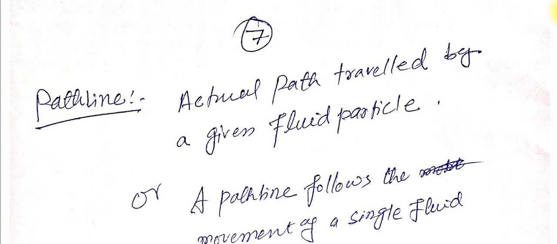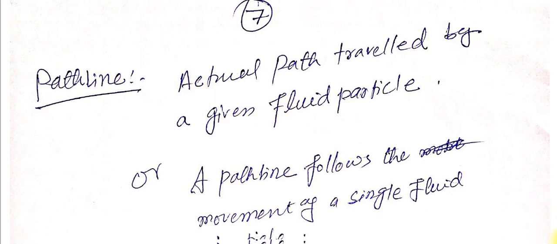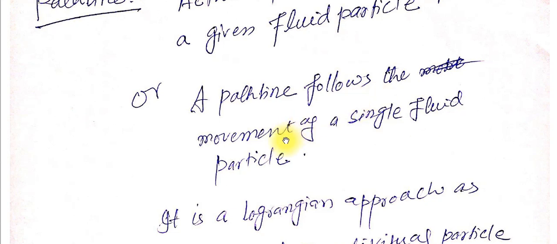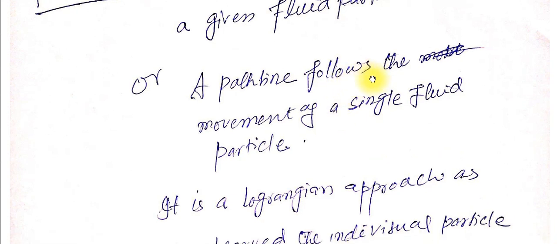Now the path line. This is another type of line. The first one was a streamline. Now this is the path line. The actual path traveled by a given fluid particle is called a path line. A path line follows the movement of a single fluid particle.